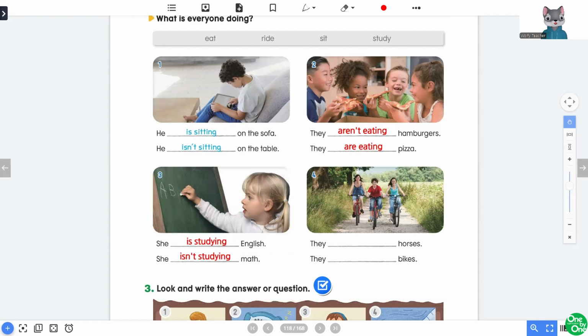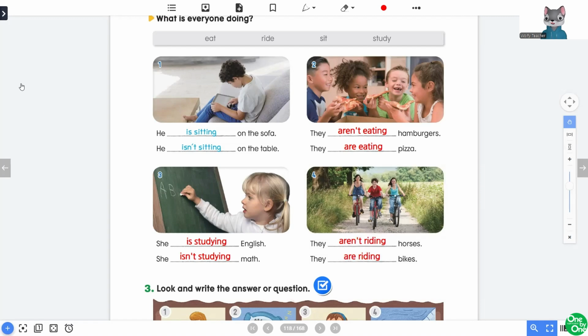Next one, number 4. They. What are they doing? They riding horses? No. So what do we need to say? They are not. How do we make it shorter? Of course, they aren't riding horses. Very good. So what are they riding? They are riding bikes. Fantastic.